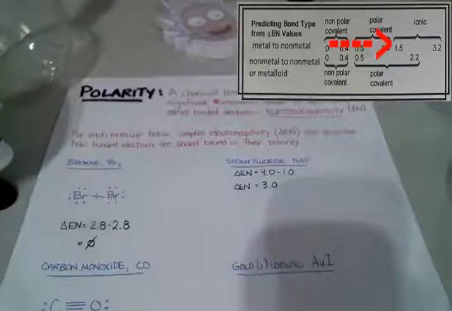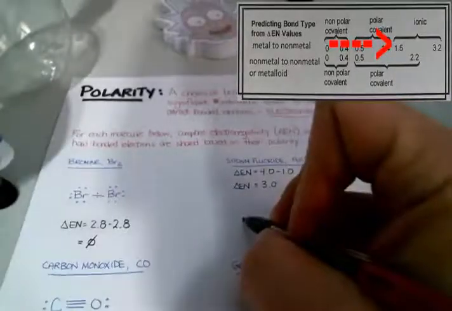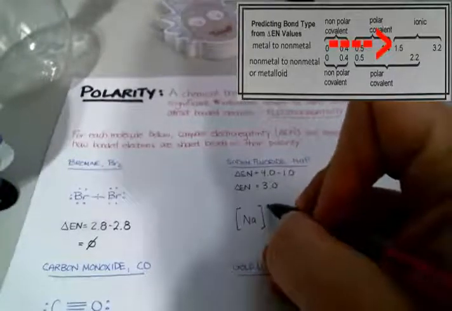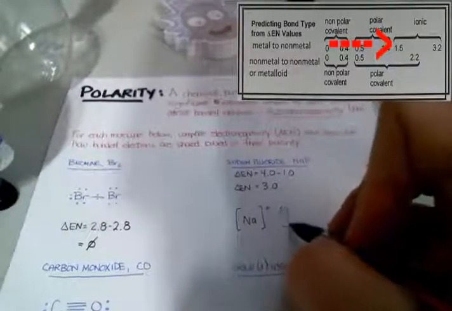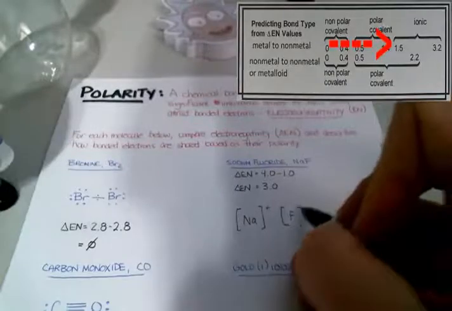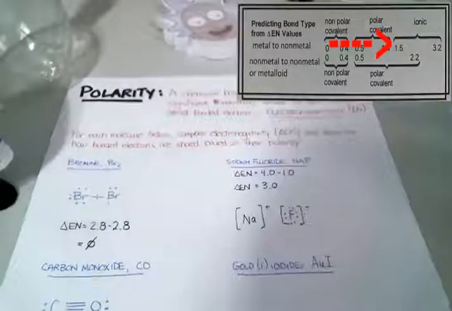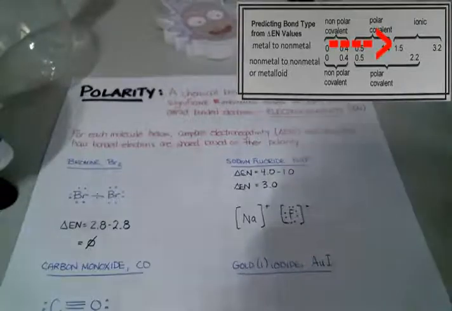Now, what does this mean about the actual structure of this? Well, because it's an ionic bond, that means that electrons are being transferred. So the Lewis diagram for this is a sodium cation and a fluorine anion with 8 electrons in its outer shell.